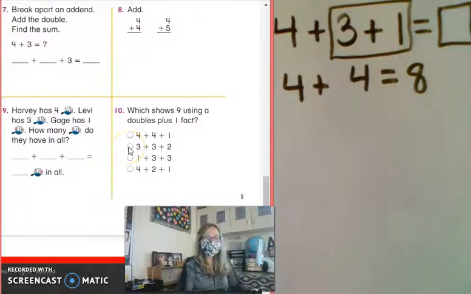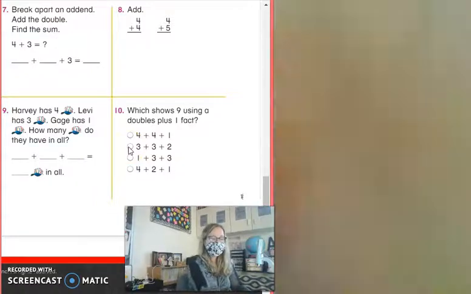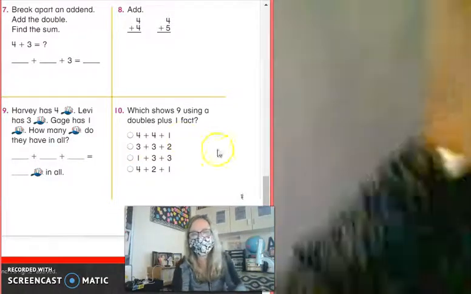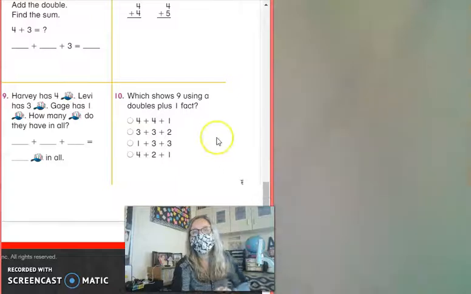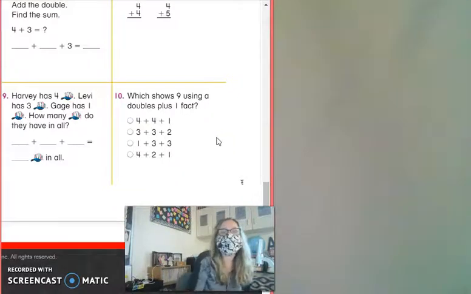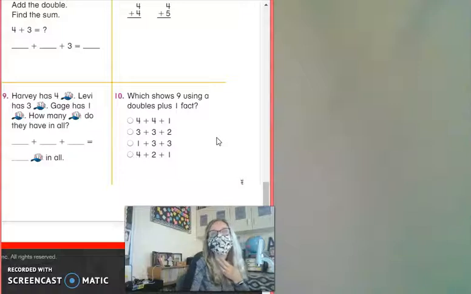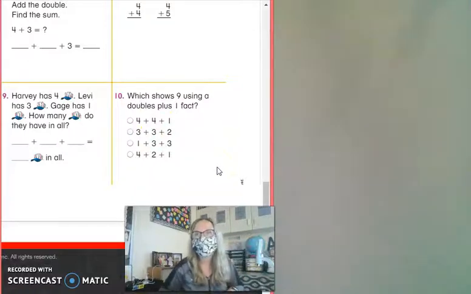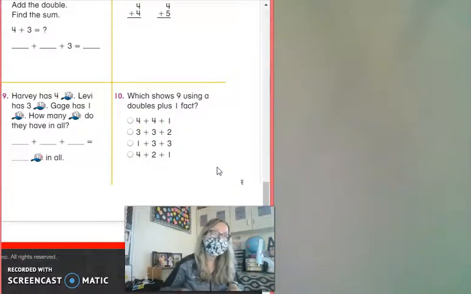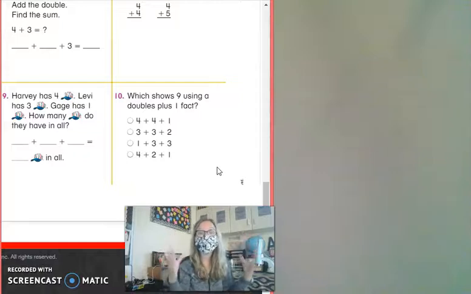All right, now let's look at the last one, friends, number 10 on that page. It says, which shows 9 using a doubles plus 1 fact? So we want to figure out which one of these problems has a sum of 9 using a doubles plus 1. So what we'll do is look at each problem and decide, does it have a doubles? Does it have a plus 1? And is the sum 9?